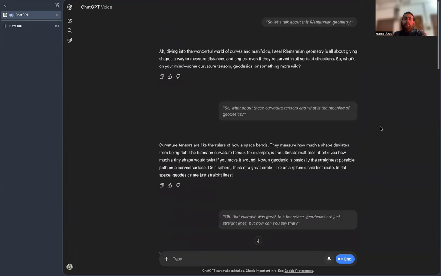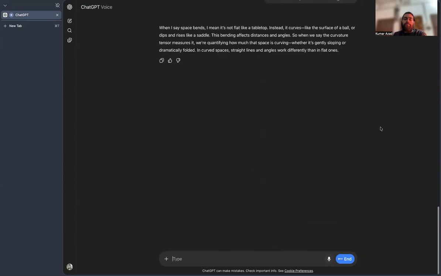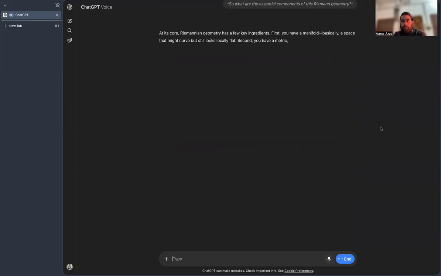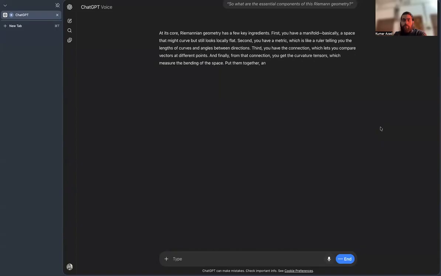So what are the essential components of this Riemannian geometry? At its core, Riemannian geometry has a few key ingredients. First, you have a manifold, basically a space that might curve but still looks locally flat. Second, you have a metric, which is like a ruler telling you the lengths of curves and angles between directions. Third, you have the connection, which lets you compare vectors at different points. And finally, from that connection, you get the curvature tensors, which measure the bending of the space. Put them together, and you've got the full geometric picture.